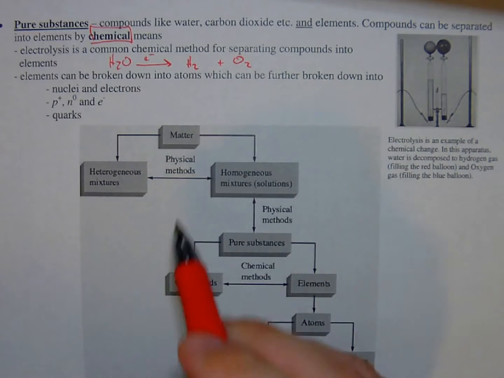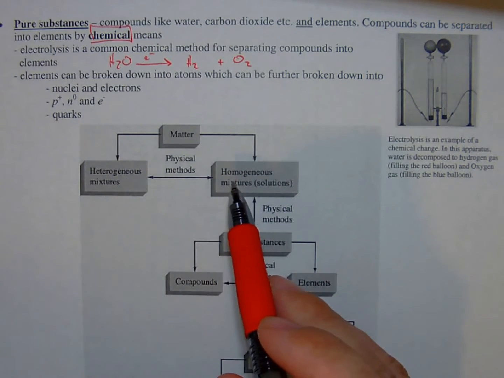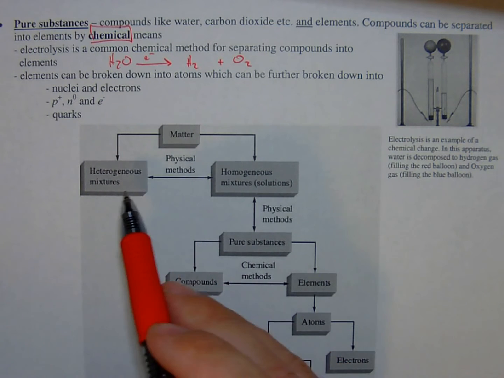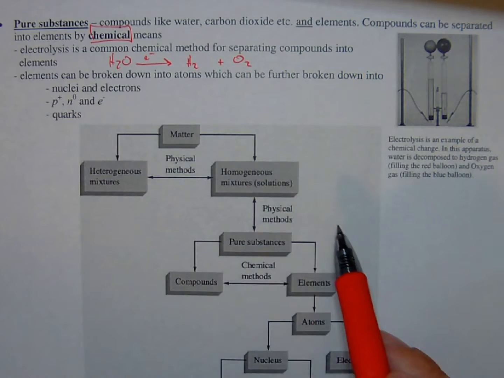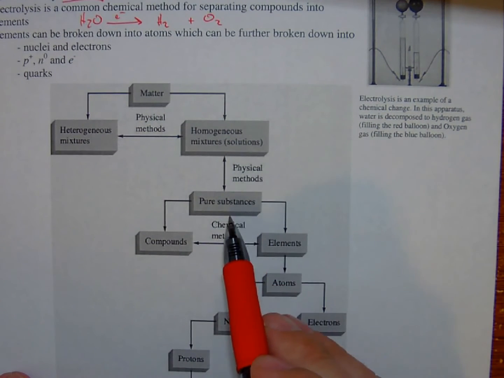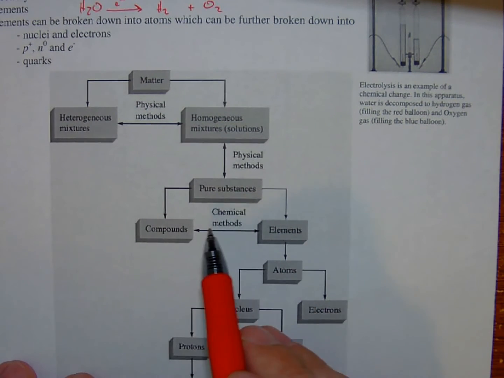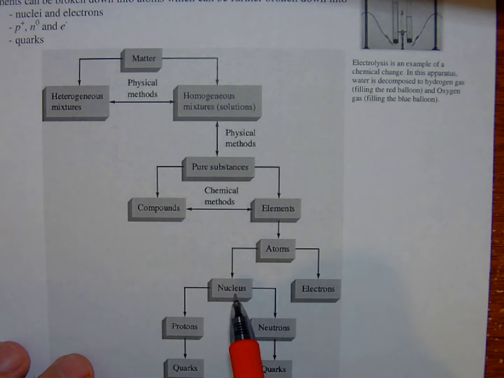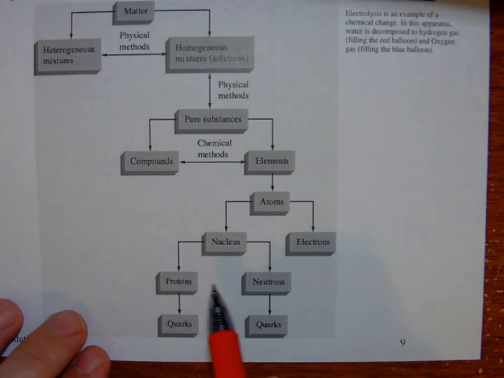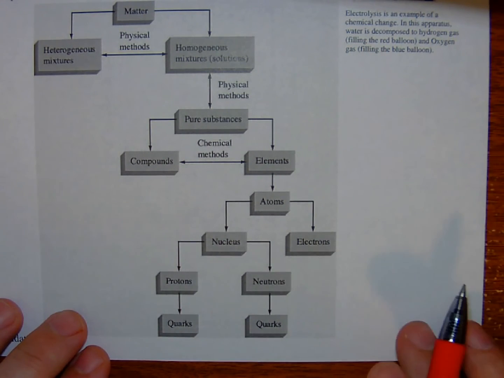And we have this flow chart here, matter, right? How can we separate these? We can separate them by physical means, heterogeneous, homogeneous, right? If we separate them all the way down until we run into pure substances, right? Is it a compound? Is it an element? The atom. Then we have the electrons and the neutrons. Then we have protons and neutrons being broken down into quarks. Notice that there are no quarks underneath electrons.